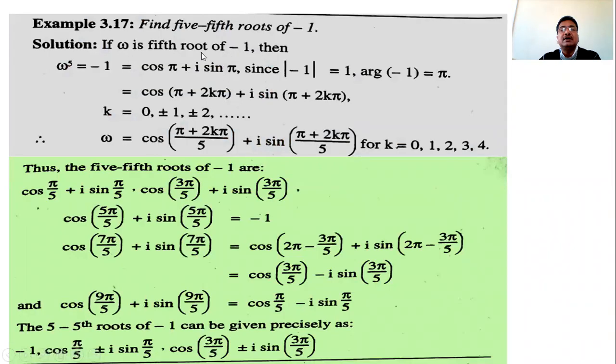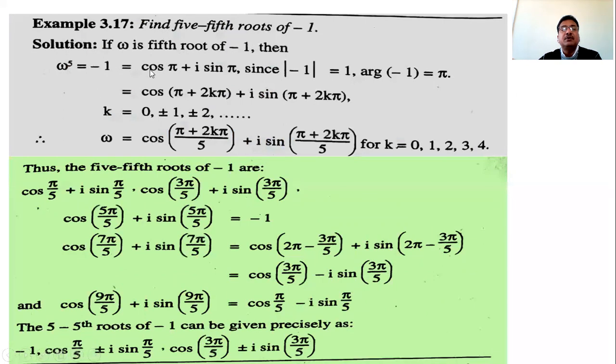Suppose w is a fifth root of minus 1. Means w is equal to minus 1 raised to 1 by 5. And therefore w raised to 5 is minus 1, because w is equal to minus 1 raised to 1 by 5. Fifth root of minus 1 means what? Minus 1 raised to 1 by 5. If we take fifth power of both sides, then we have w raised to 5 is equal to minus 1.